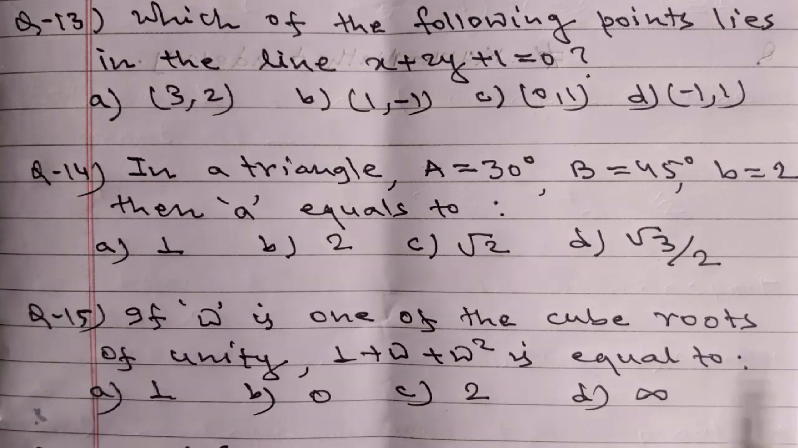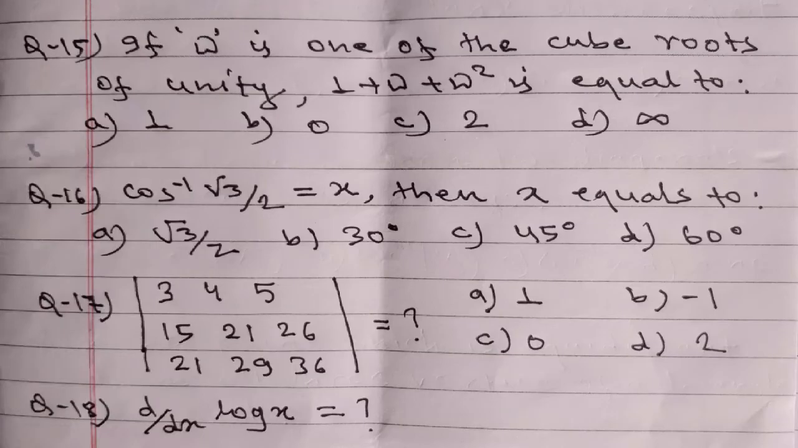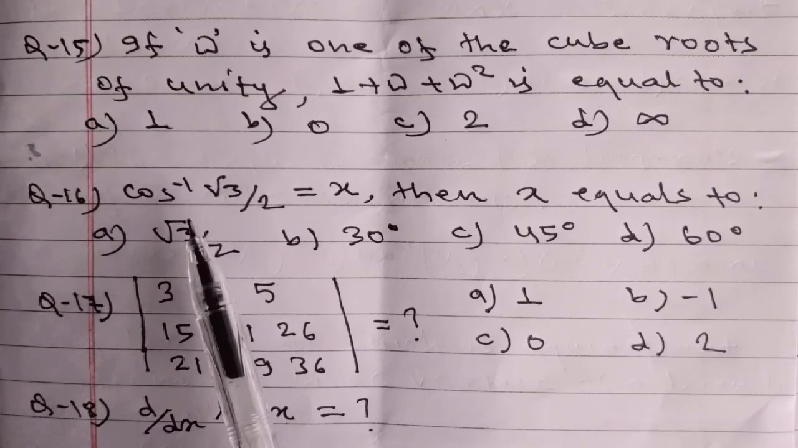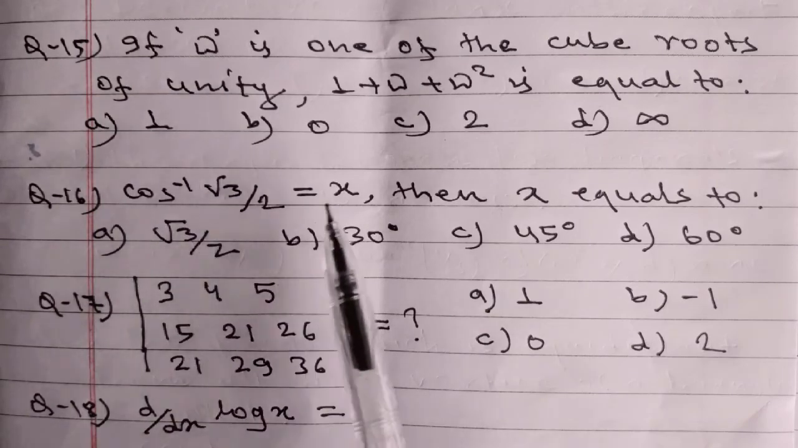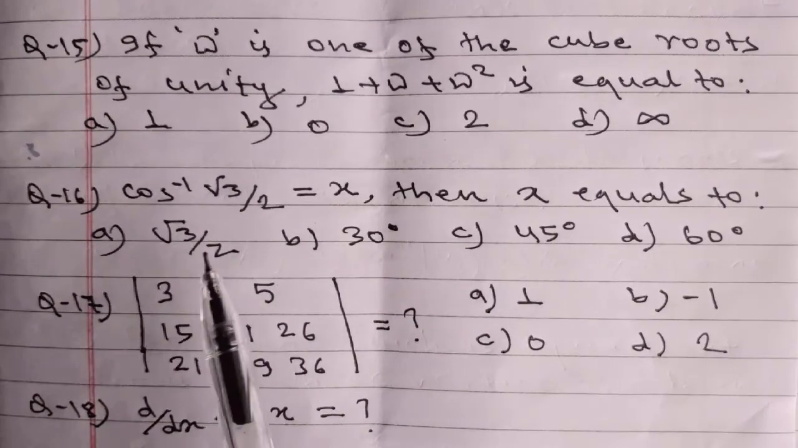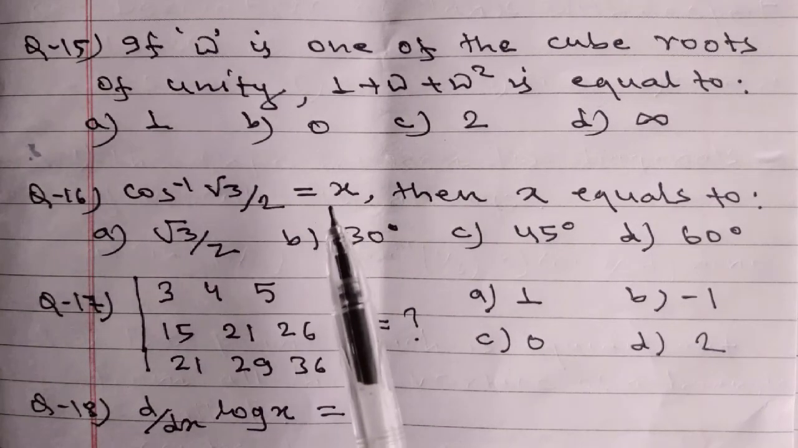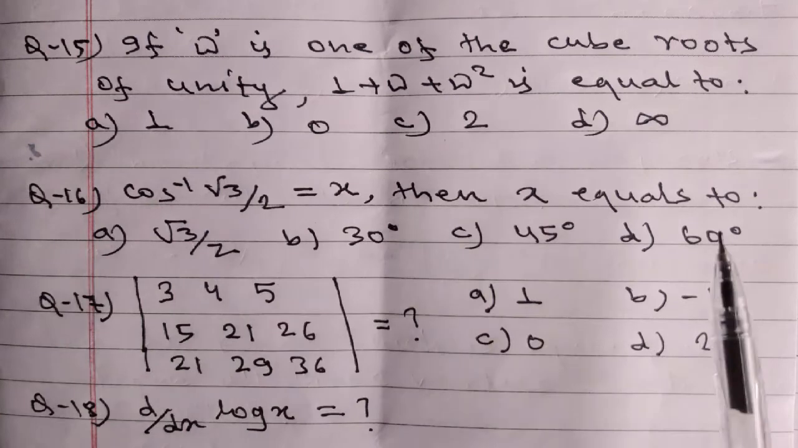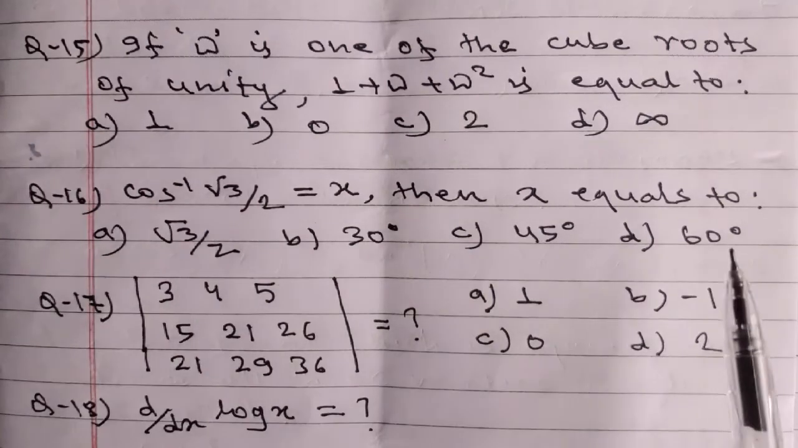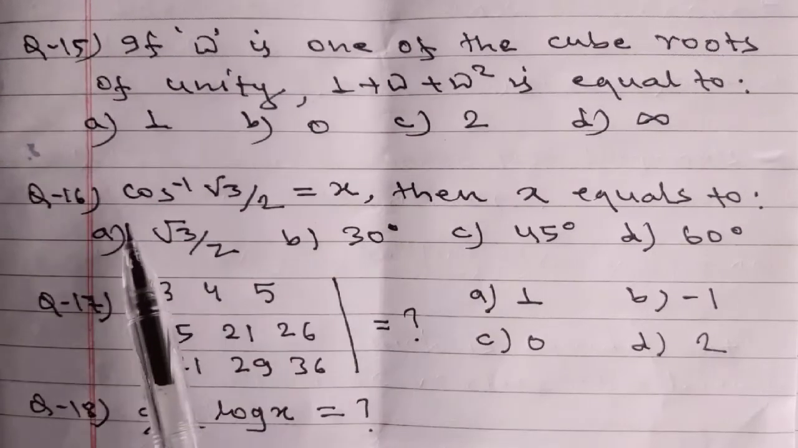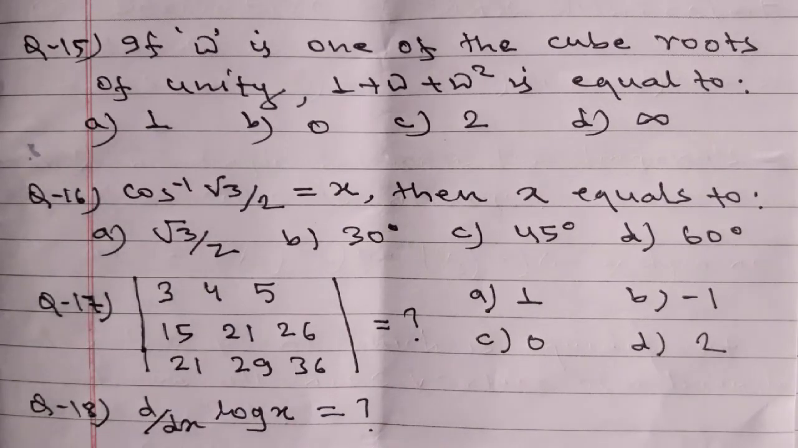Next, let's go to question number 16. Cos inverse root 3 by 2 is equal to x, then x equals to ABCD. We are given 4 options and we have to choose the right option. Cos inverse root 3 by 2 is given equal to x and we have to find the value of x. So let's go to the solution of question number 16.